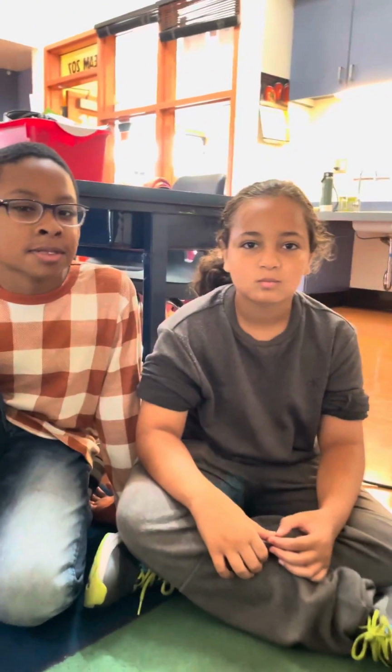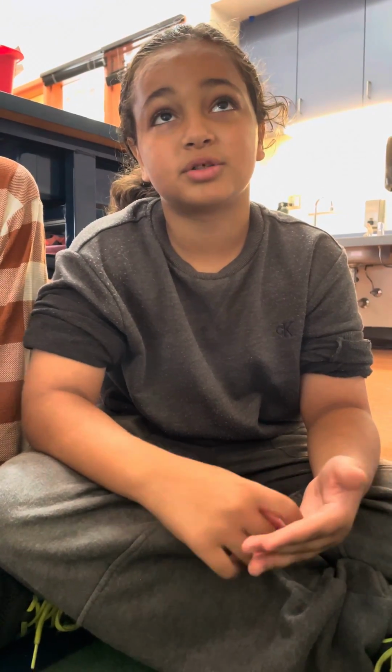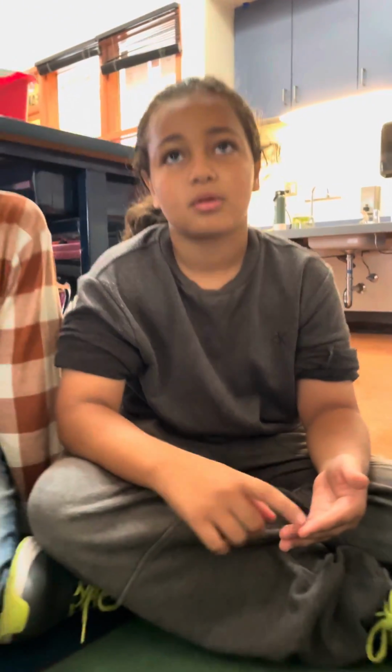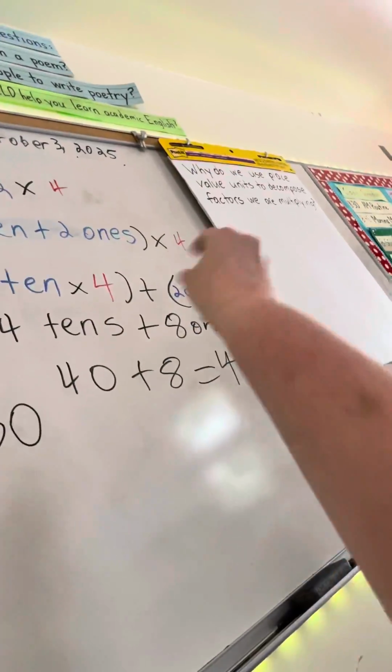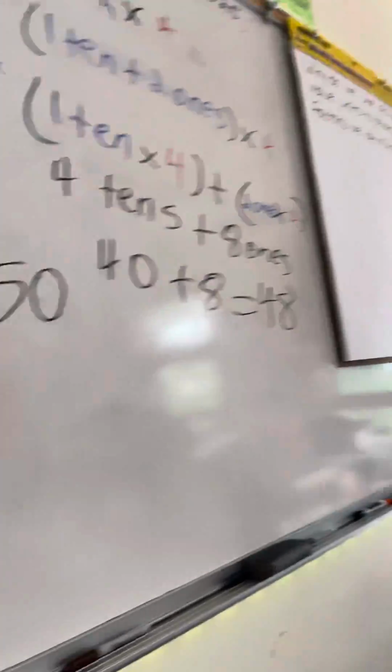Mohammed, what did your group say? What did your group say when you were answering the question? How did you answer the question? The question on the board. What's the question on the board? Mohammed, can you read it? Oh, it's 30 ones plus 12 tenths. That's not the question on the board. The question on the board is why do we use place value to decompose?